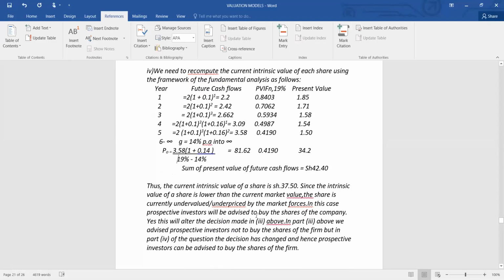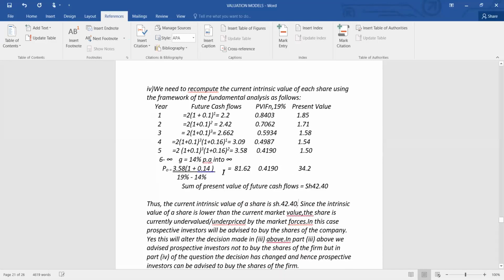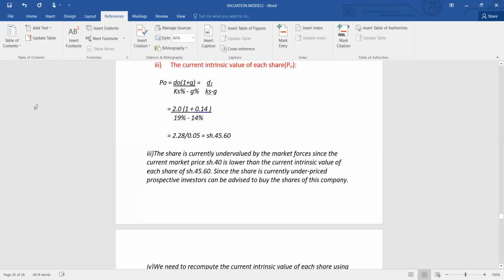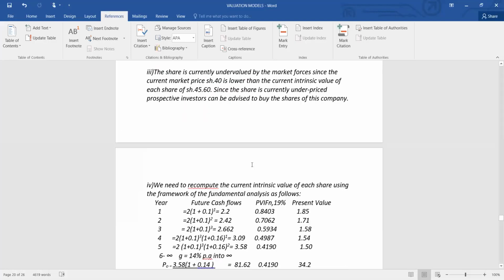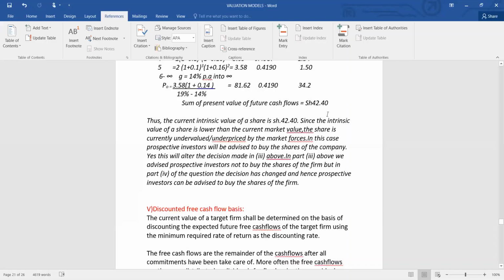Intrinsic. What was the current market price? The current intrinsic value is 42.4. Market price is what? What was the current market price of the share? 40. Is the share overvalued or undervalued by the market? Intrinsic is 42, market price is 40. It's under price. So this changes the decision we took earlier. The market price is 40, intrinsic value is 42.4.